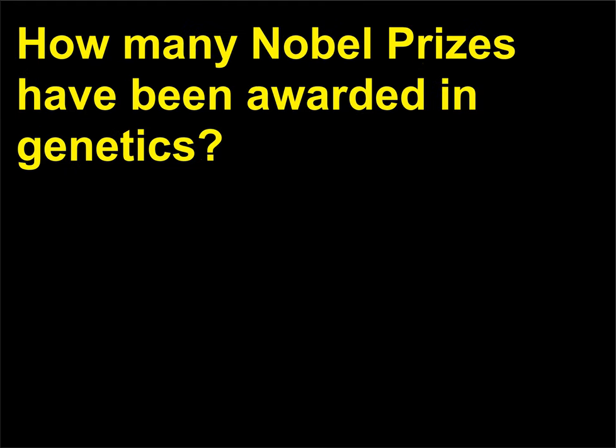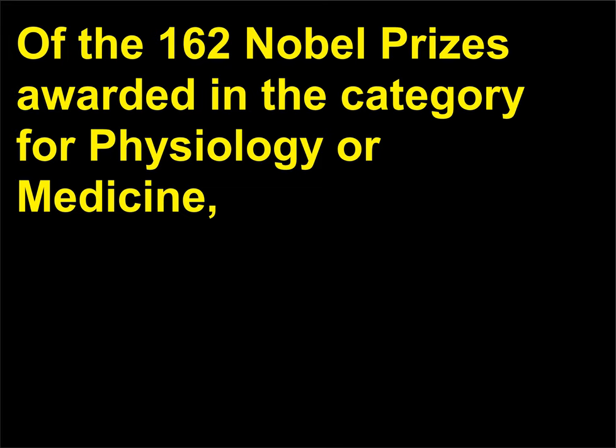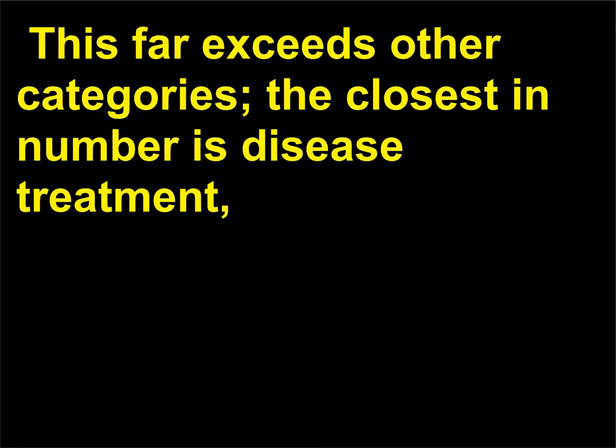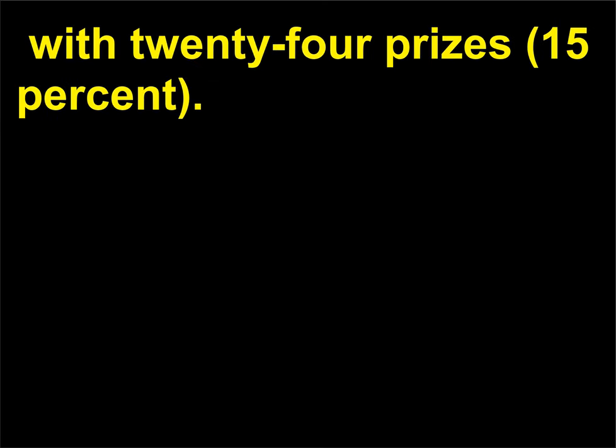How many Nobel Prizes have been awarded in genetics? Of the 162 Nobel Prizes awarded in the category for physiology or medicine, 42 prizes, 26%, have been awarded in genetics. This far exceeds other categories. The closest in number is disease treatment, with 24 prizes, 15%.